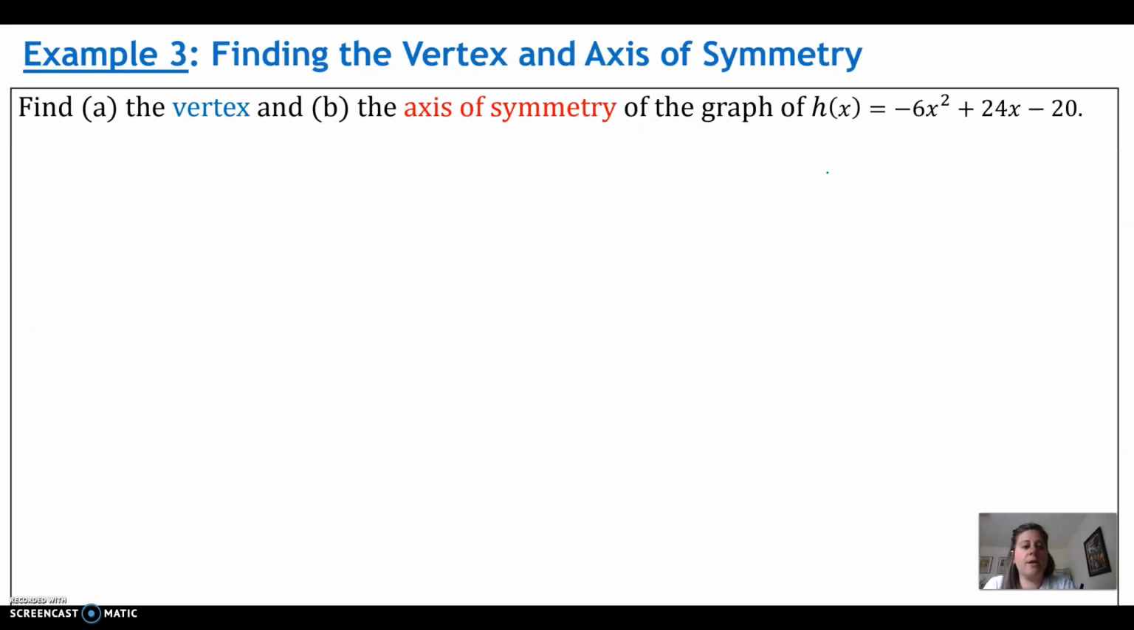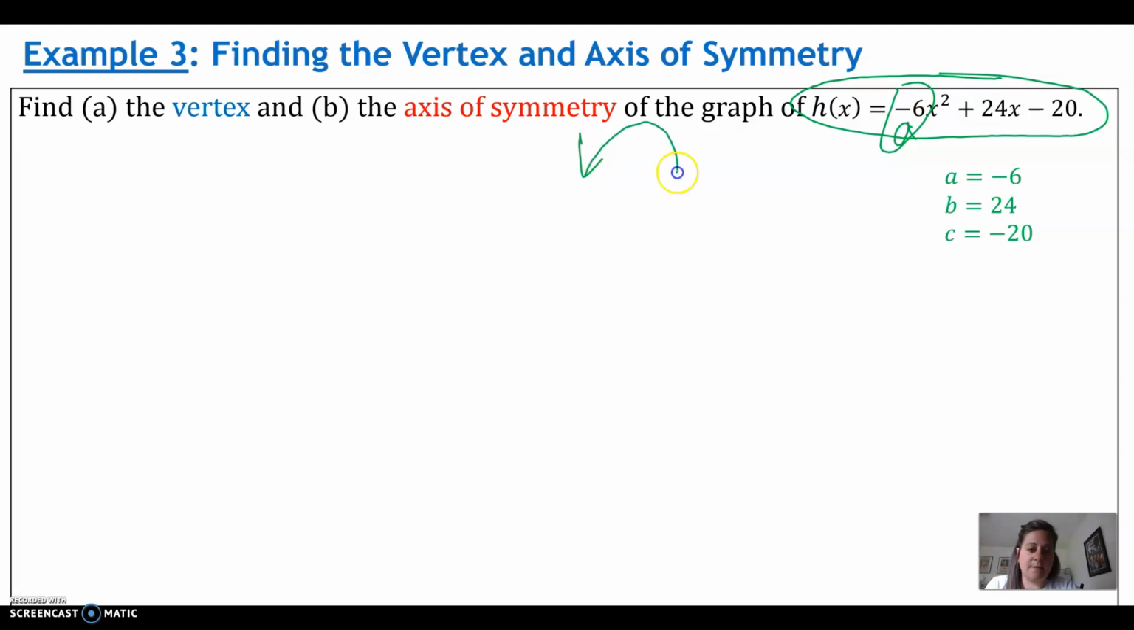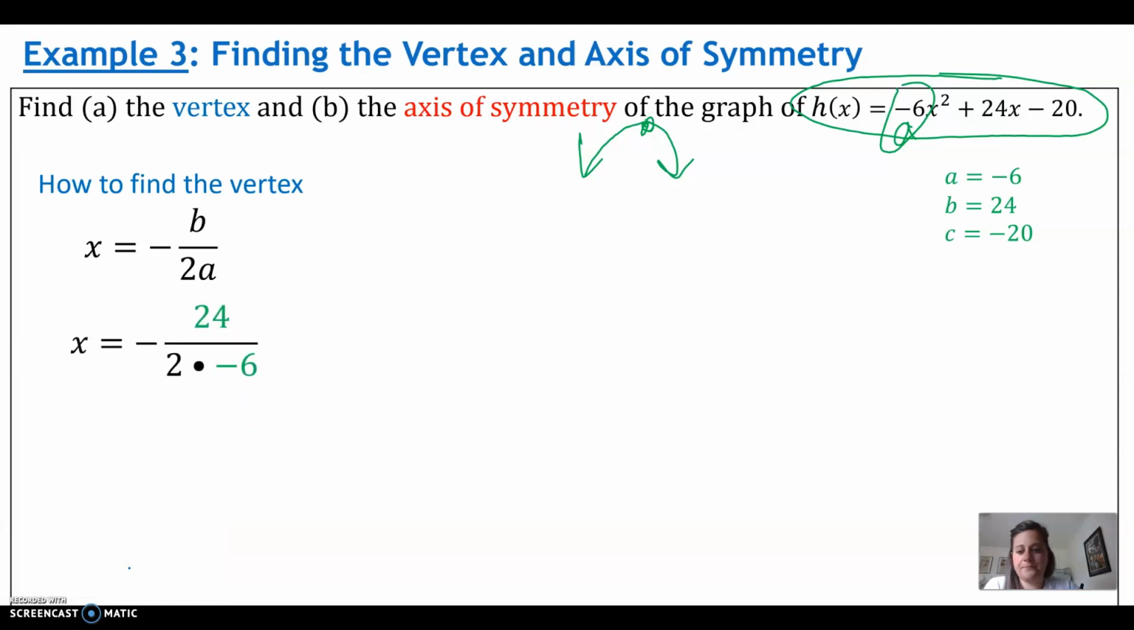So here we go. Here's our new function. Notice your a, b, and c. So a is a negative. Okay. So a is -6. So obviously my little graph is going to be opening down. And our job is to find the vertex. So there's my formula. Plug them in.